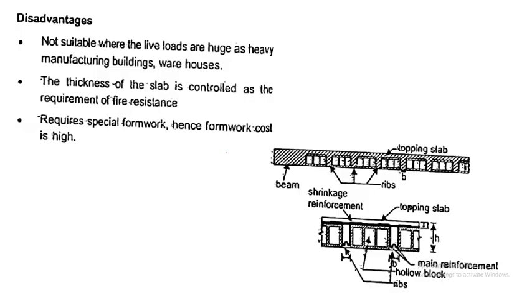These are some disadvantages: not suitable where the live loads are huge, such as heavy manufacturing buildings and warehouses. The thickness of the slab is controlled as a requirement of fire resistance. It requires special formwork, hence formwork cost is high. This is an important point, you have to remember this. Formwork is very difficult for this type of construction. So this is a beam, and these are the ribs and the topping slab. This is an enlarged portion, you can see. This is a hollow block, and these are the ribs at the bottom also.